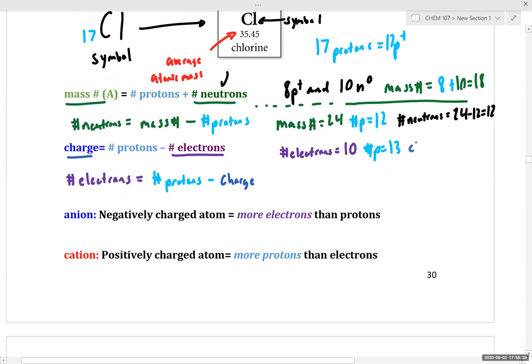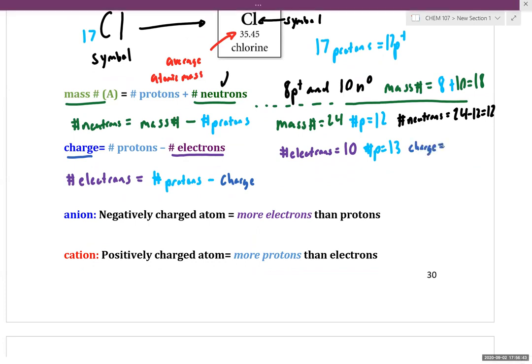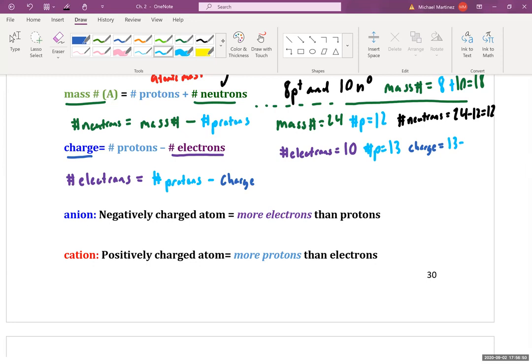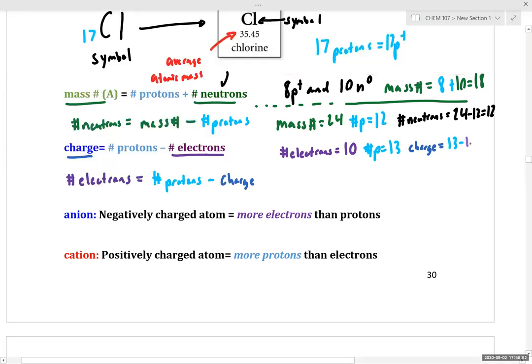Yes. So our charge would be equal to our number of protons, which is 13, minus the number of electrons, which is 10, and that would give us a charge, and this is what you need to be careful for, a charge of positive 3.